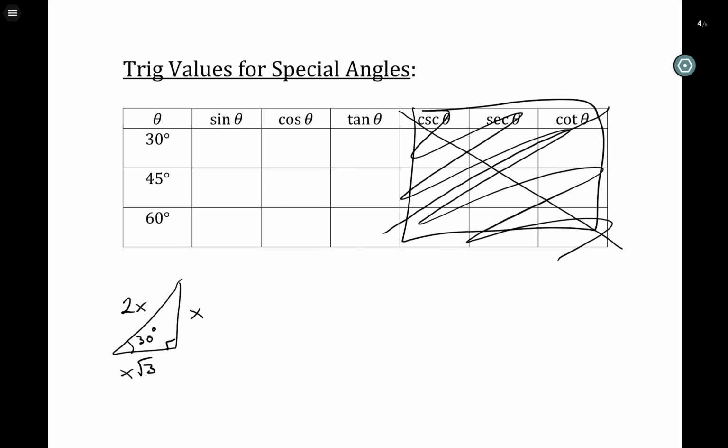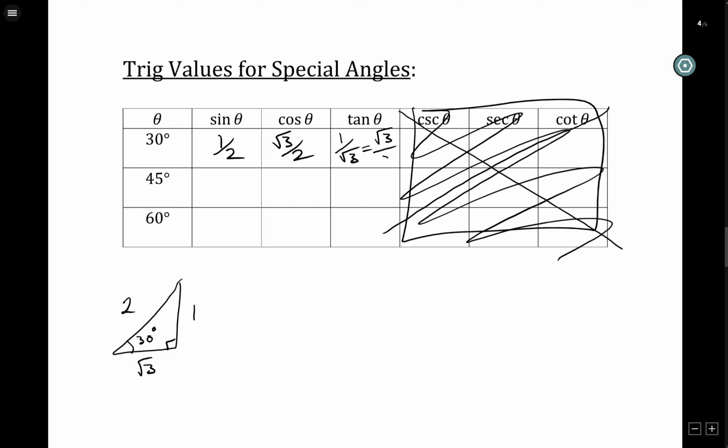So I know that sine is opposite x over hypotenuse 2x. And so this is going to reduce or cancel to 1 over 2. In fact, every time I do these problems, the x's are going to cancel. So let's just take away the x's right now. This is just a 1. Okay, the cosine is adjacent over hypotenuse, so root 3 over 2. The tangent is going to be opposite over adjacent, 1 over root 3.